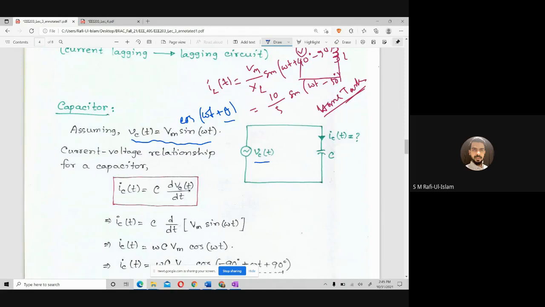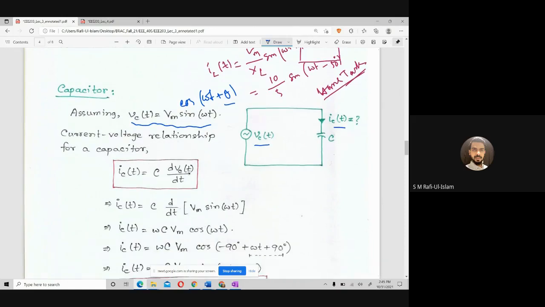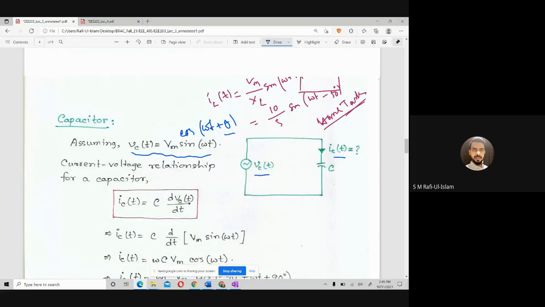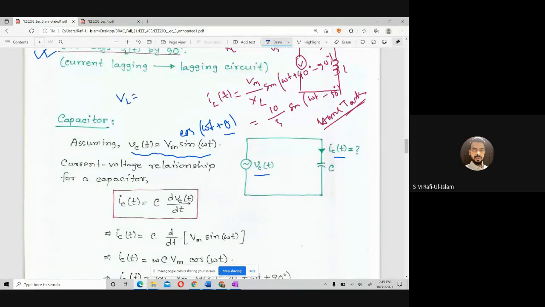And how do you get the current? Since the voltage is given, if you remember correctly, for the inductor, we can calculate the voltage, right? For the inductor, what was the formula? VL equals L di by dt, right? So that was the relation. For the inductor, we can calculate voltage because the current passing through the inductor, means the coil, is changing with respect to time.